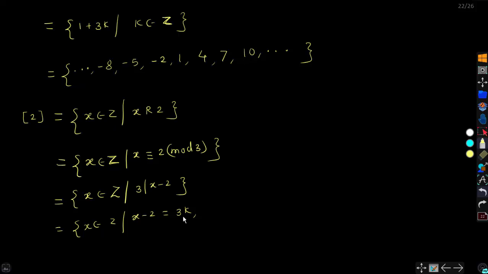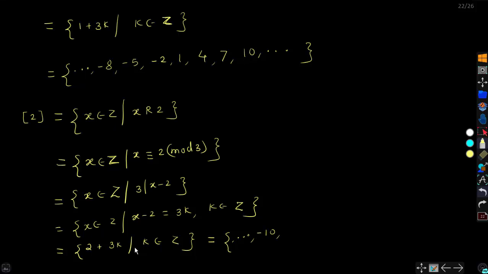So x minus 2 can be written as 3k, k belongs to Z. So see here, x is equal to 2 plus 3k. So this is 2 plus 3k such that k belongs to Z. Let us put some values. For k equal to minus 4 you will have minus 12 plus 2 is minus 10.